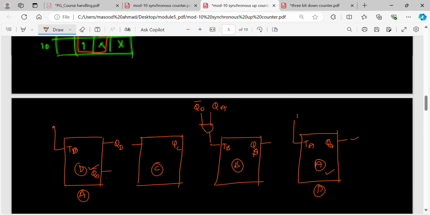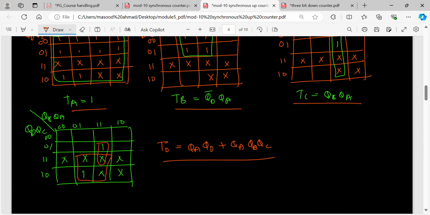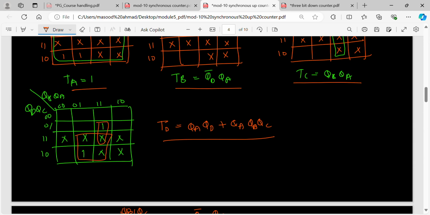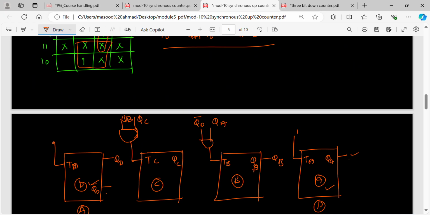Similarly, if I look at TC, TC is QB QA. QB is available here, QA is available here. So this is your TC. For this TC, we will use an AND gate. For the AND gate, one input is QB, another input is QA. So we have QA, we have QB. So QA QB we are using for TC.